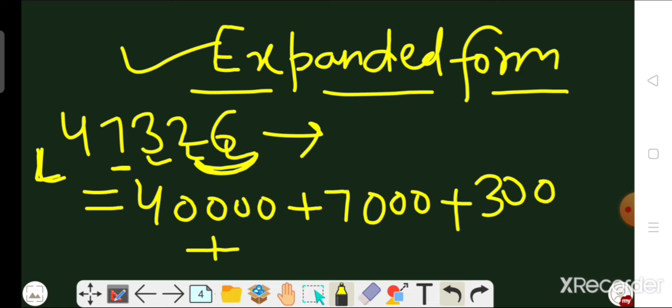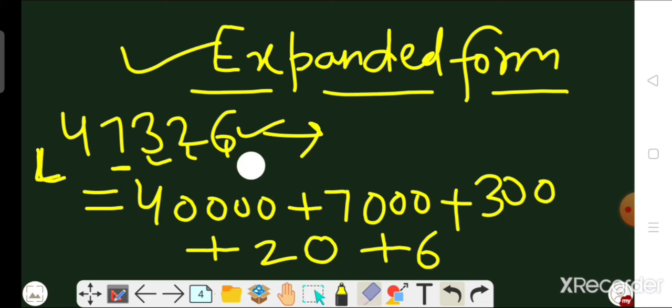Then the next digit is 2, and after 2 we have only one place, so we put only one 0, giving 20, and then simply the sign of addition and 6. After 6 we do not have to put any 0 because there is no digit after 6 in this number. Okay, so this is the expanded form of this decimal number.